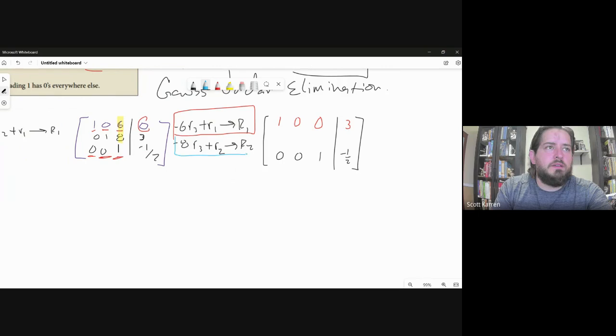And then this guy here, -8 row 3 is added to row 2. But -8 times 0 is 0, plus 0 is still 0. -8 times 0 is still 0, plus the 1 gives me the 1. And -8 times 1 is -8, plus +8 gives me 0. So my coefficient matrix is exactly how I want it. And so -8 times -1/2 is a +4. Add that to 3 and I get 7.